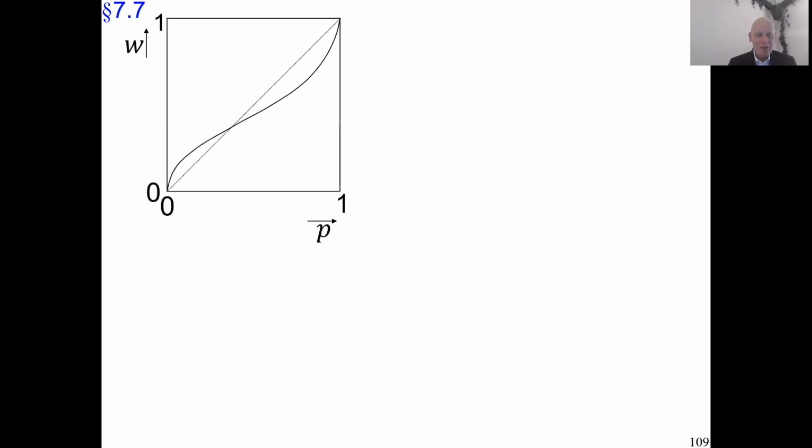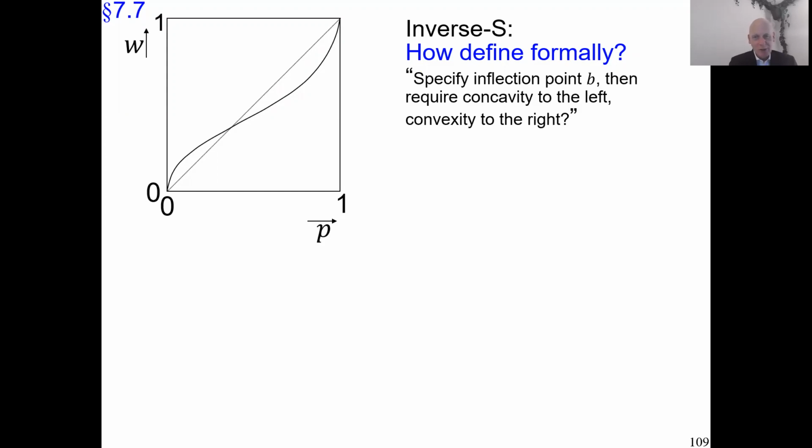First, I put up a graph with the inverse-S probability weighting function. Our question is, how do we define it formally? Now, I first give an answer that is often given somewhat sloppily in the literature, but I think it's not a very good answer. Often people say, well, we do it as follows. We specify some point B. We say it is concave to the left and convex to the right. Maybe sometimes they say it should be above, below, diagonal some places. But anyway, I think this is not a good definition. This is not the essential concept.